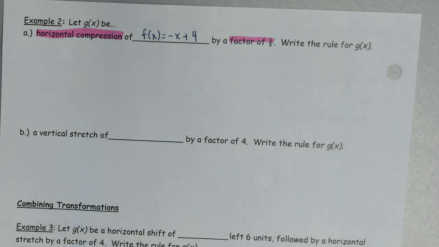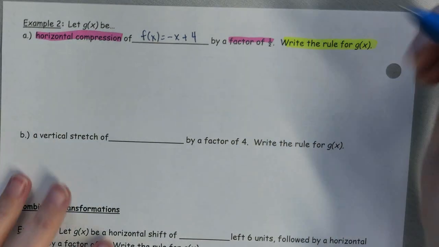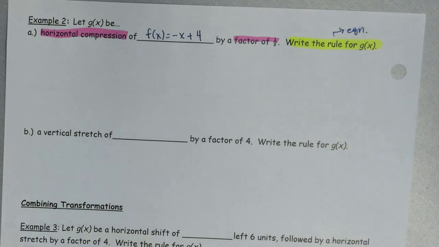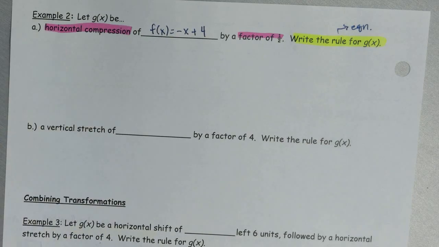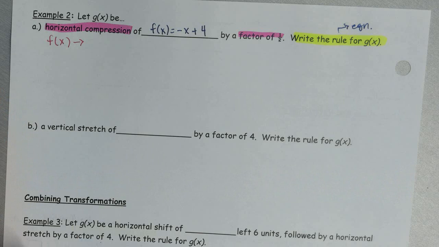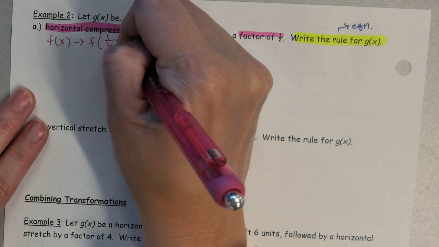And then we are going to write the rule for g of x. So again, that rule is going to be the equation. I just put EQ in. All right, so the first thing I want you to do is write the rule. So if it's a horizontal compression, we're going to write the rule for that. So it's going to be f of x becomes f of 1 over b of x.